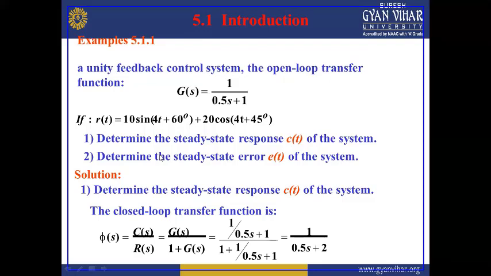Now, how to solve this? First of all, we have to determine the steady state response of the system. If we have the open loop transfer function and we know that it is a unity feedback system, we can easily calculate the closed loop transfer function, which is given by phi(s), equal to C(s) upon R(s), which is equal to G(s) upon 1 plus G(s)H(s). Here H(s) is not mentioned because a unity feedback system is being provided. So when I substitute the value of the open loop transfer function G(s), I will be getting it equal to 1 upon 0.5s plus 2.